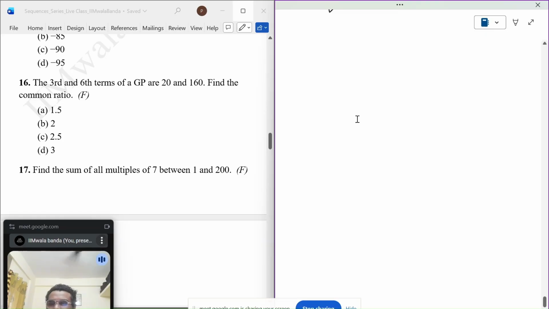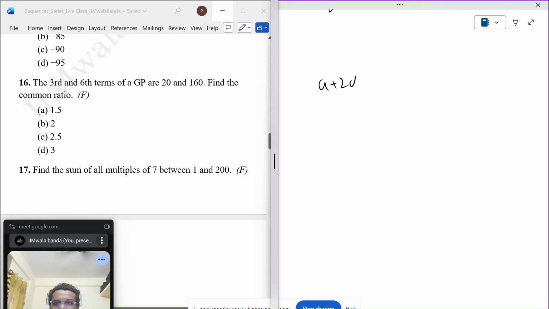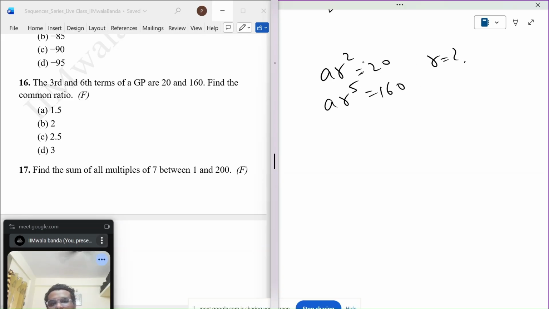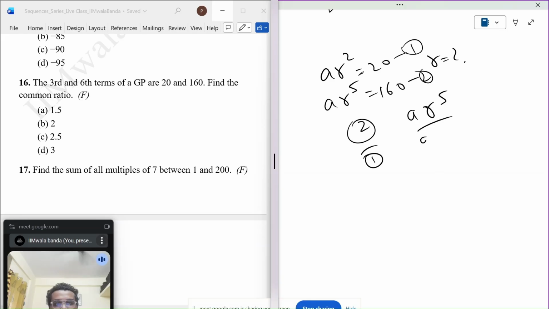Question number 16. Third and the sixth term. Okay, this is not an AP. Don't be so fast that you make a mistake. But don't write anything else. Write directly in our common ways that we've learned. Now find r. Your first instinct should be what? Divide 2 by 1. So r to the power, ar5 upon ar square. In fact, in the exam, you should directly write this. Skip this step. But I'm just going slow because we are doing fundamentals here.